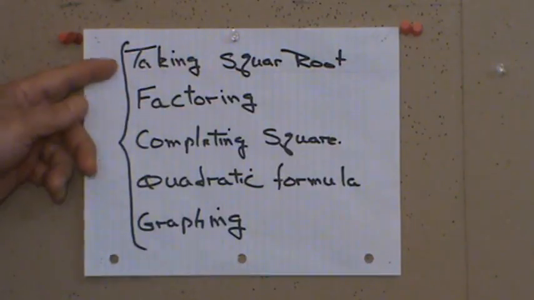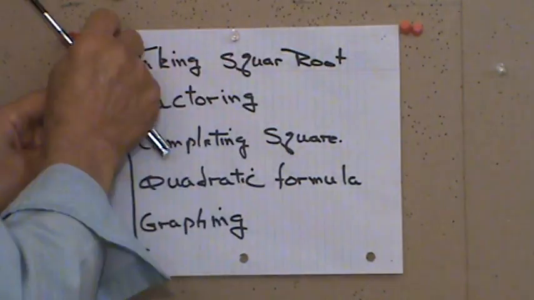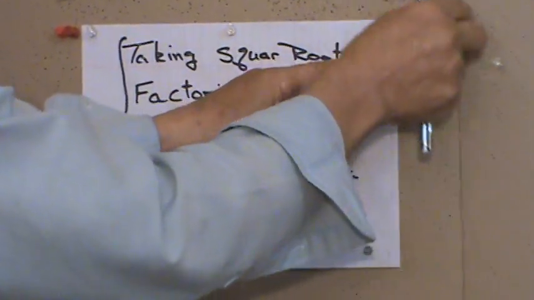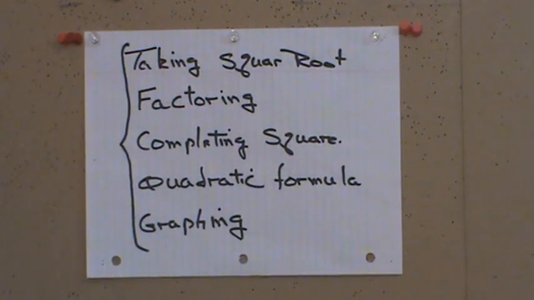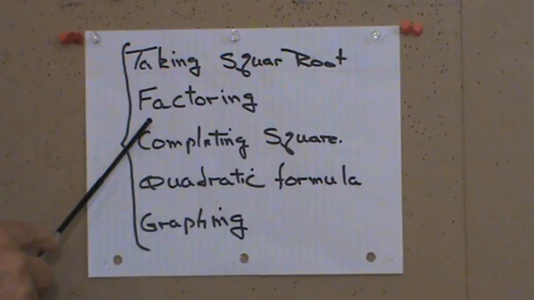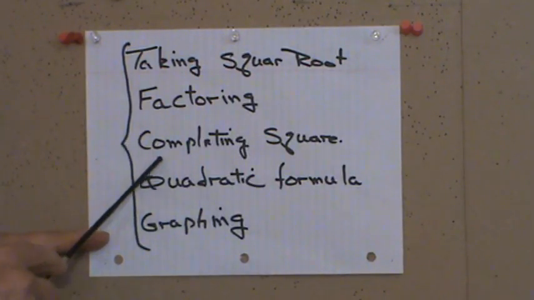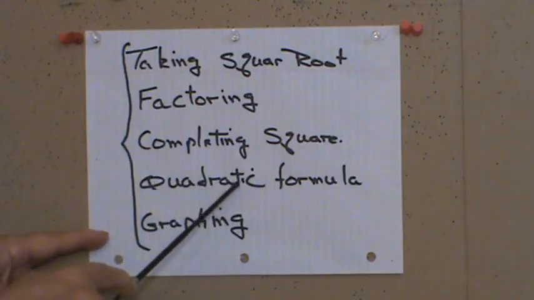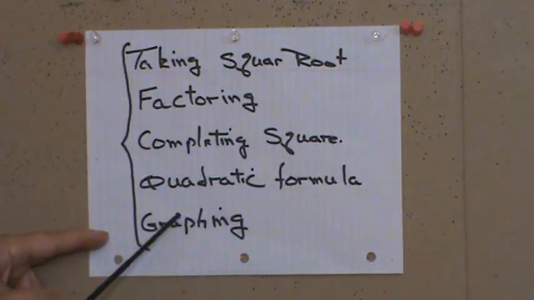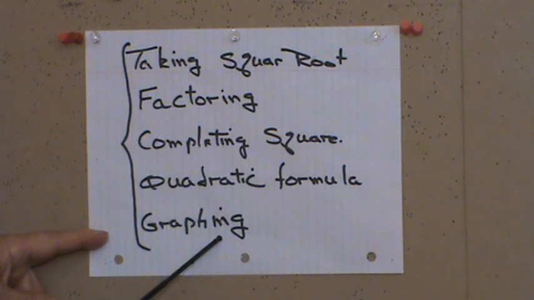Now, the 5 techniques are these. One is taking a square root of both sides. We are going to come back to that. Second one is factoring. Third one is completing a square. Fourth one is the quadratic formula. And fifth one is graphing.